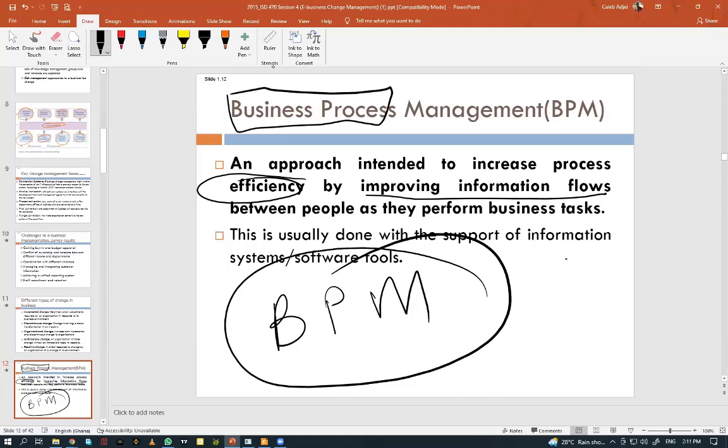Because if you call the HR department of an organization for certain information and HR doesn't have the information the customer is requesting, HR needs to request it from the accounts department to be able to give accurate information to the customer. If we don't have a free flow of information between people as they perform their business tasks, then we cannot have a successful business entity. So business process management is increasing our process efficiency by improving information flow as we perform our business tasks.